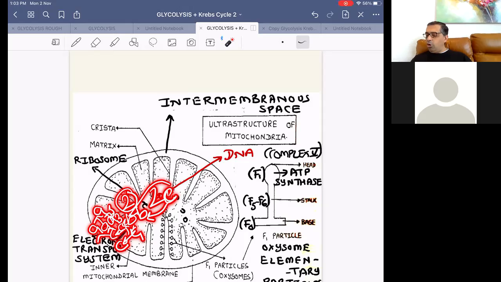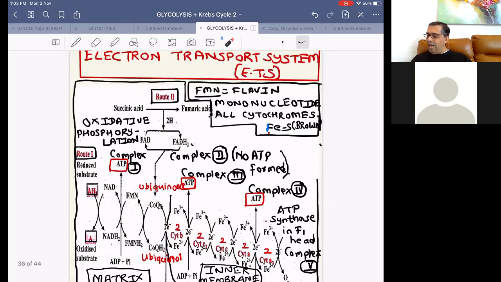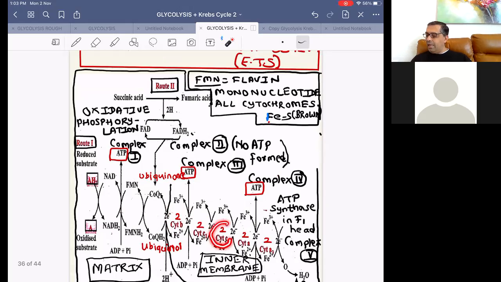So how will these electrons transfer? First, both electrons will transfer to 2 cytochrome Bs. From 2 cytochrome Bs, the electron will transfer to 2 cytochrome C1. From 2 cytochrome C1, it will transfer to 2 cytochrome C. From 2 cytochrome C to 2 cytochrome A. From 2 cytochrome A to 2 cytochrome A3. So the electron goes from cytochrome B to cytochrome C1 to cytochrome C to cytochrome A to cytochrome A3.